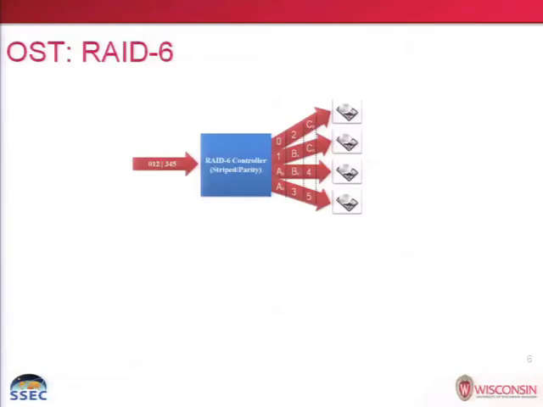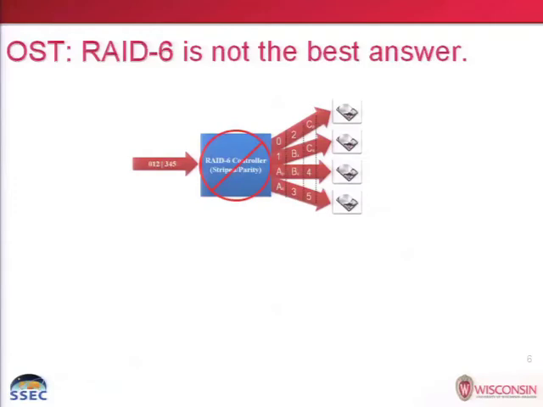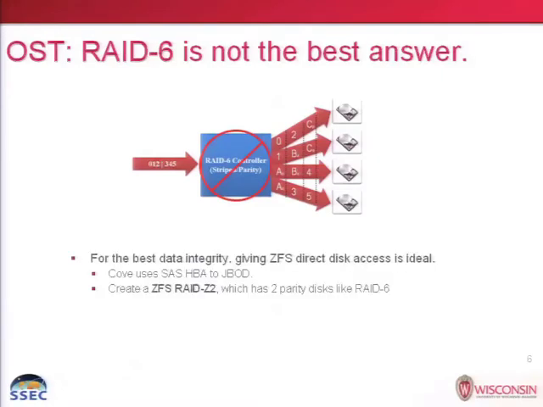So for the OST on RAID 6, why are we doing that? Like, RAID 6, we're all used to this. You have a controller, stripes your parity. But for us, it's not the best answer, which is one of the core differences that we have to grapple with. For best data integrity, we want to give ZFS direct disk access. We use a SAS HBA, just straight to JBOD mode disks, and you create a ZFS RAID Z2. As far as the data protection goes, it's the same idea as RAID 6, software RAID 6 basically, but it's called RAID Z2 because it's from ZFS.